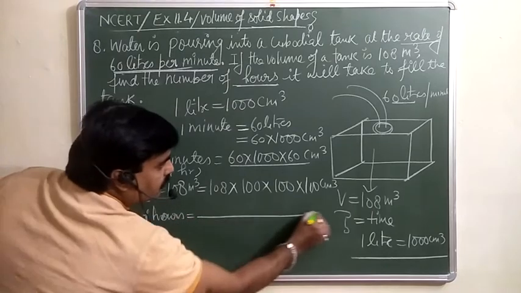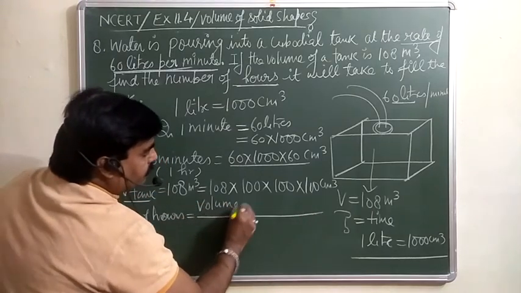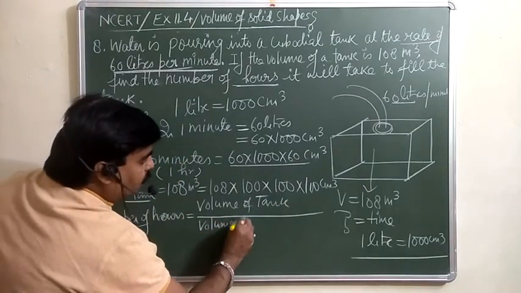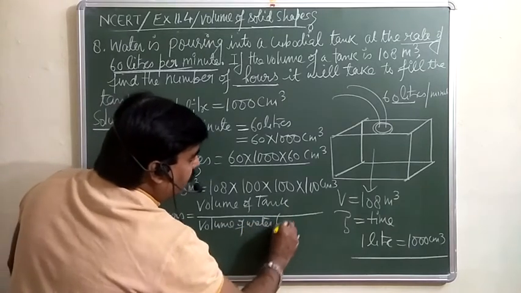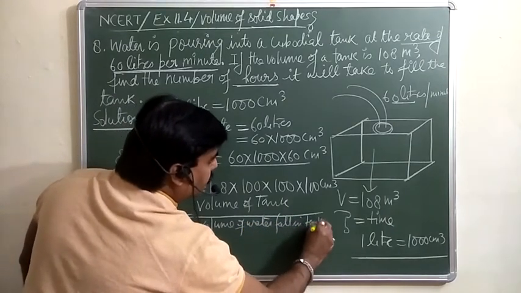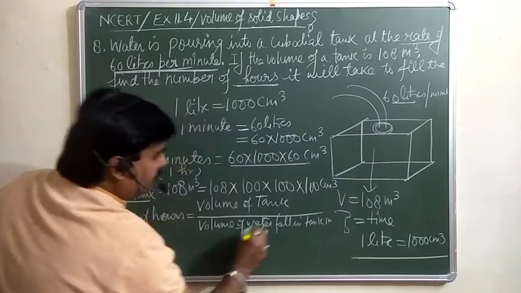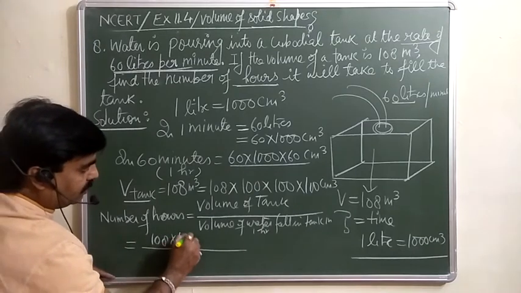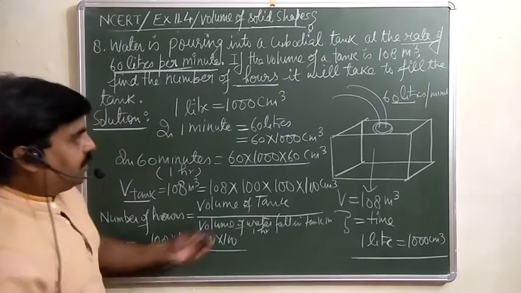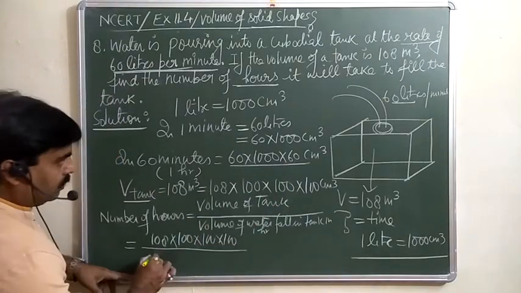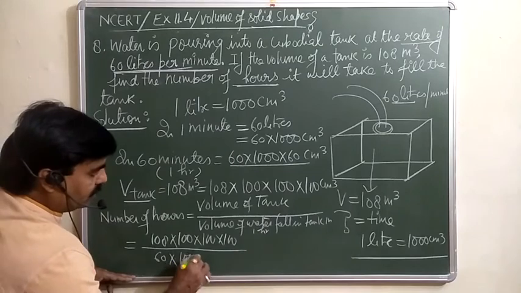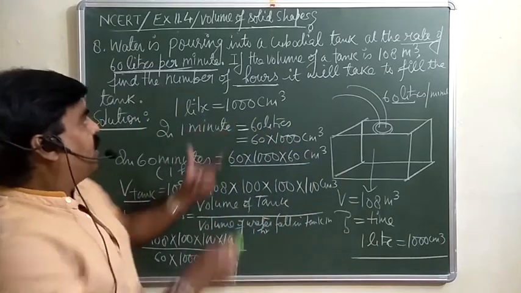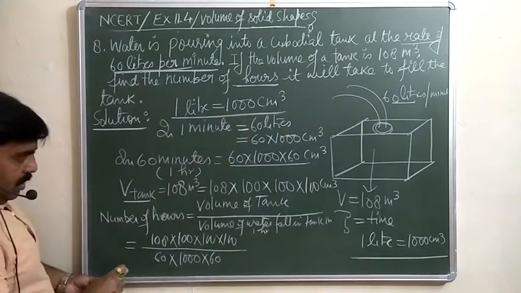That will be equal to volume of tank divided by the volume of water fallen in the tank in 1 hour. So this is 108 into 100 into 100 into 100, divided by 60 into 1000 into 60, that we are doing. ये हमने कन्वीनियंस के लिए convert किया because this is quite easy to remember. This one is there. Now calculate this one.